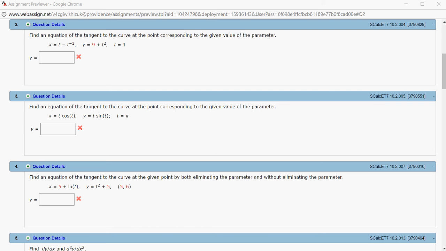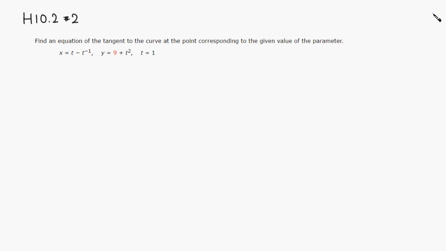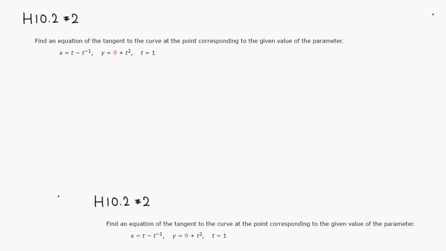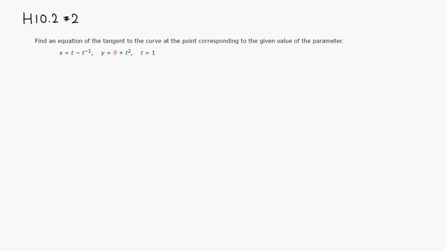All right, let's look at the homework 10.2, problem number 2. So what we want to do is find a point and a slope, and that's pretty much all we need. So we want to find one point. I'm going to call it x1, y1.